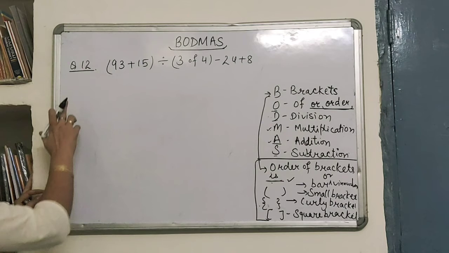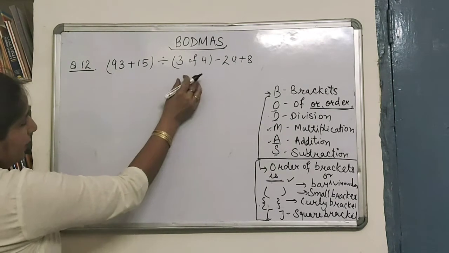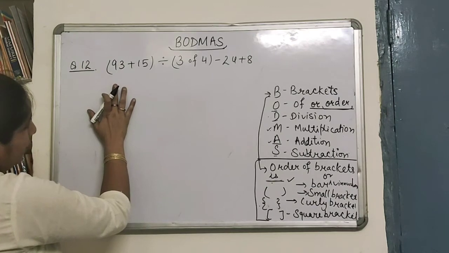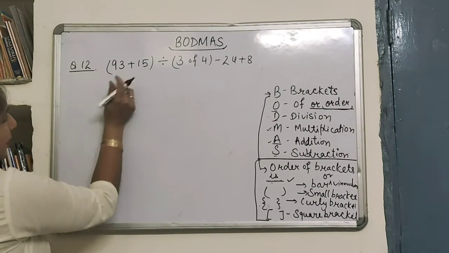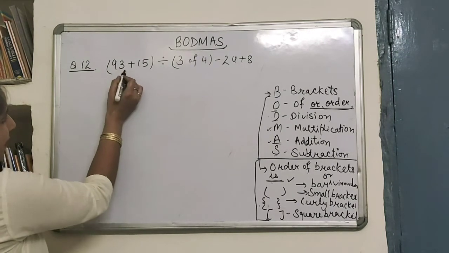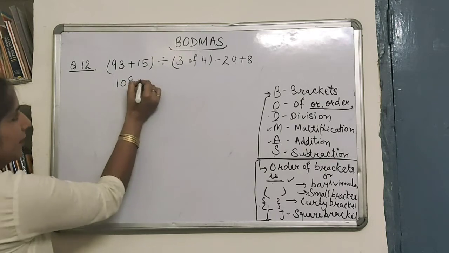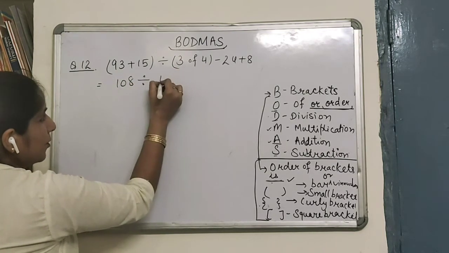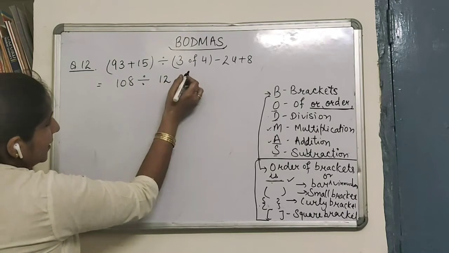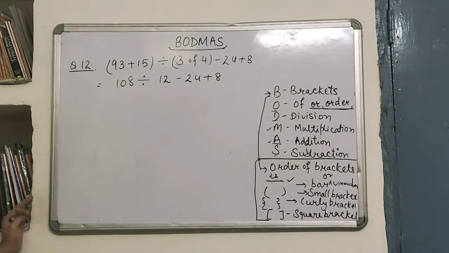In question number 12, let us start solving it, students. So here you can see the brackets are present and only one type of bracket, that is small. So we are going to solve it. 93 plus 15. So what will we get here? 3 and 5 is 8, 9 and 1 is 10. So it will be 108. Then divided by 3 of 4. 3 of 4 is 12. So the second small bracket also we have solved, and the rest I have written the same.